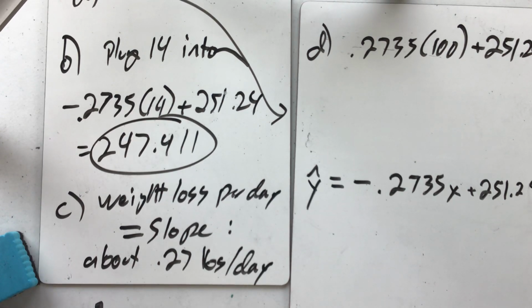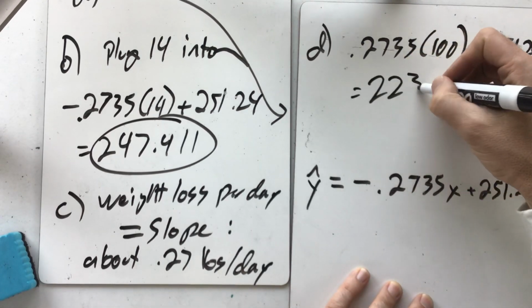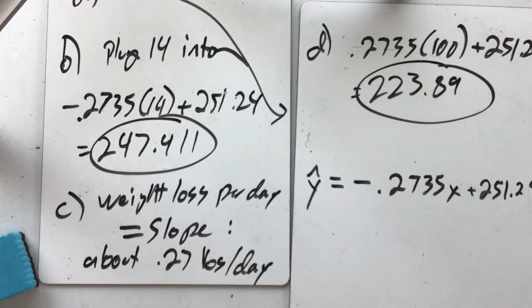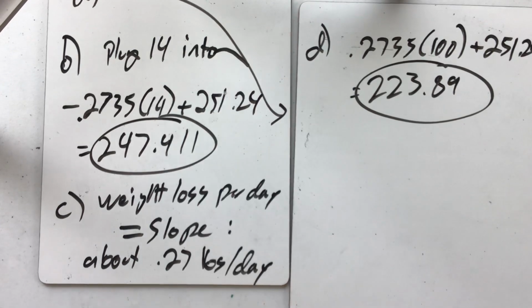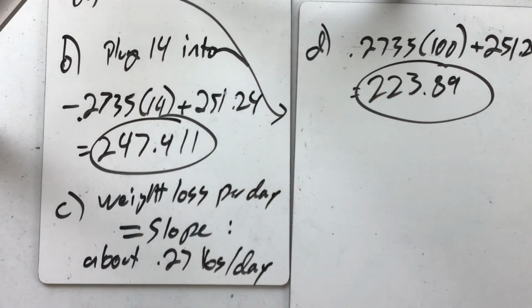And so I'm going to come here and type in 100. So do all that times 100, and I got 23.89 pounds. Now here's an interesting question: do we think this is reasonable? Or importantly, which answer do we think is better, answer B or answer D? Which one do we feel is the more accurate answer of the two?